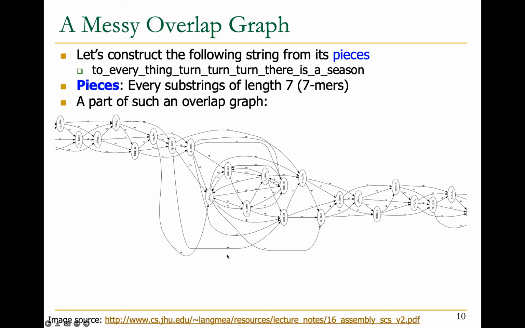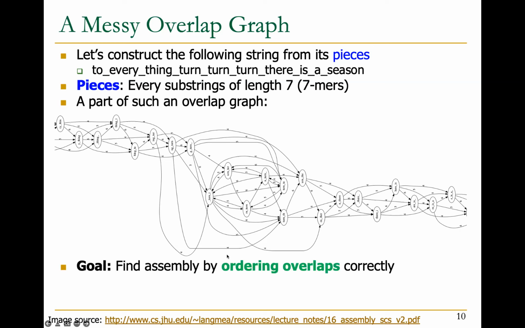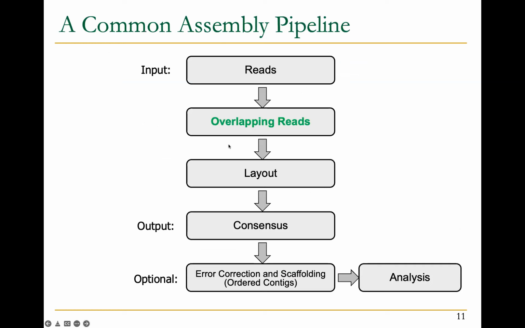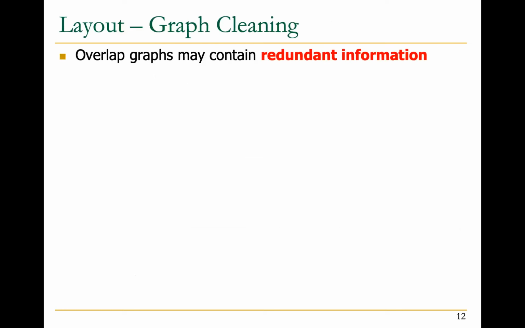It's not really easy. So our goal is to find an assembly by ordering overlaps correctly. That's very important. We want to start from the correct region. We want to find the ordering of overlaps correctly. Another thing, we want to make it as simple as possible. So how do we find a simple ordering of overlaps relative to each other from the overlap graph? Here comes the layout step to achieve this goal. I'll now quickly talk about the layout step.